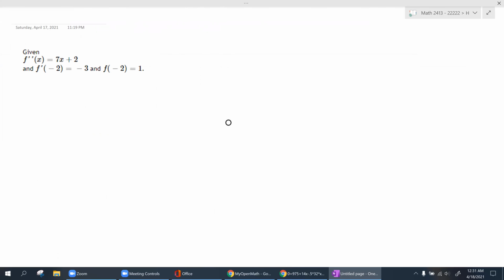Your initial conditions may be given like this, where they're saying, hey, this is the second derivative of something. They're giving me an initial condition stating that the first derivative is equal to negative 3 whenever x is negative 2, and the function itself is equal to 1 whenever x equals negative 2. All right, so I'm going to want to go ahead and apply that.